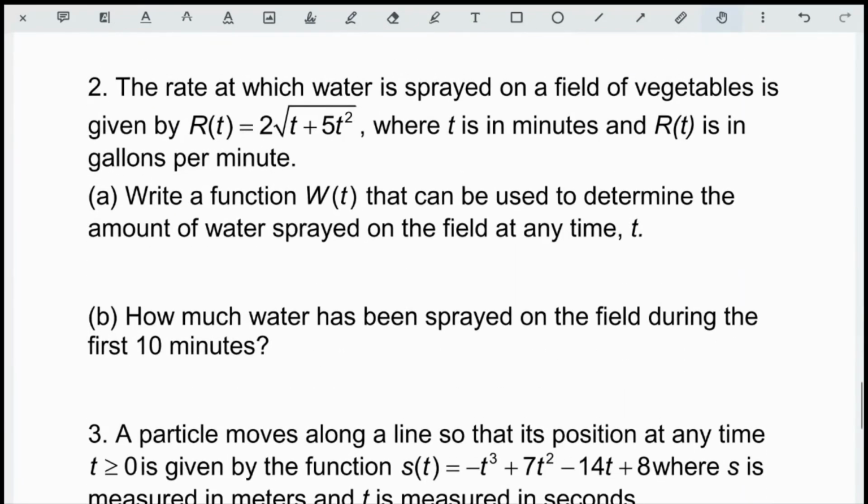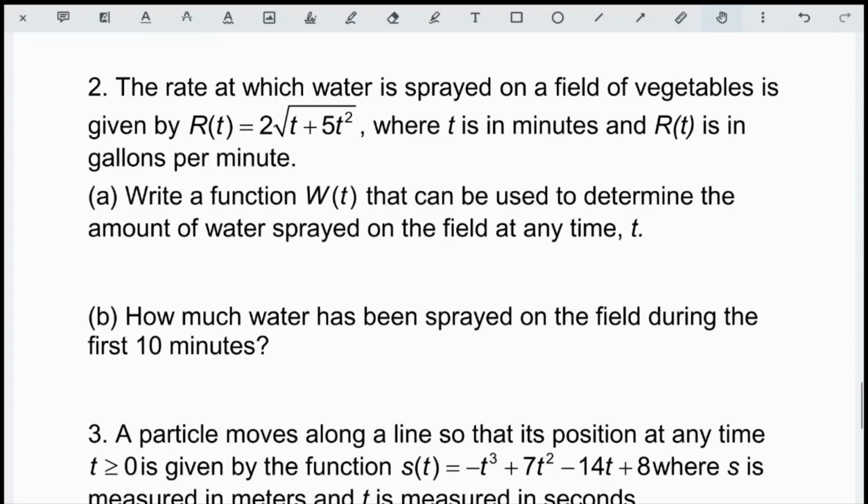So this one says the rate at which water is sprayed on a field of vegetables is given by this function: R of t is 2 times the square root of t plus 5t squared, where t is in minutes and R of t is in gallons per minute. Okay, so notice that we're in gallons per minute. So this is a rate function, and they very clearly said this is a rate function.